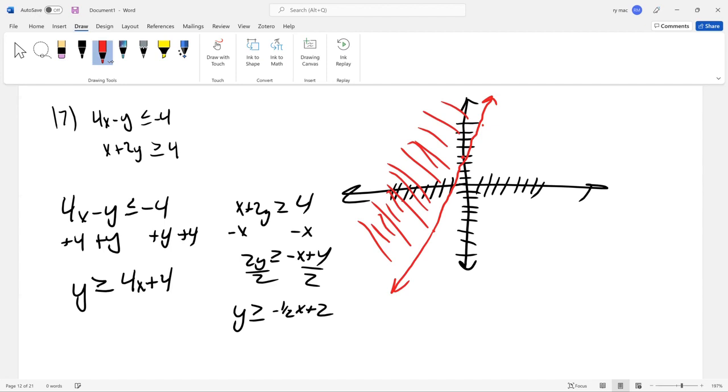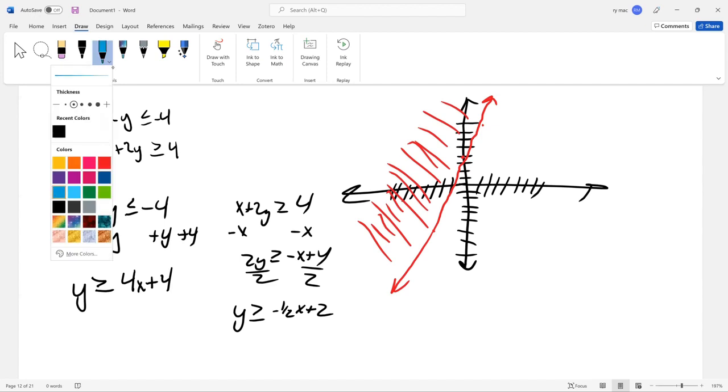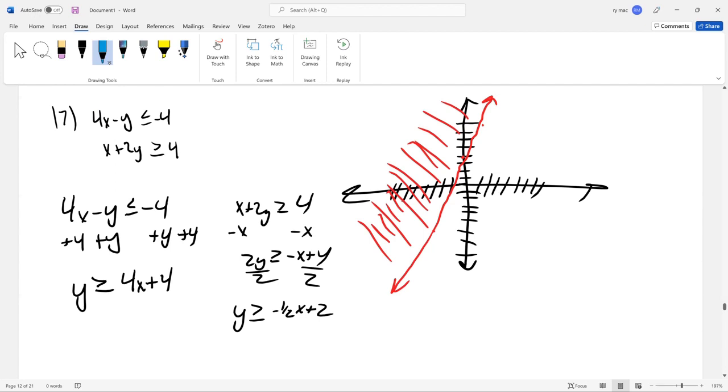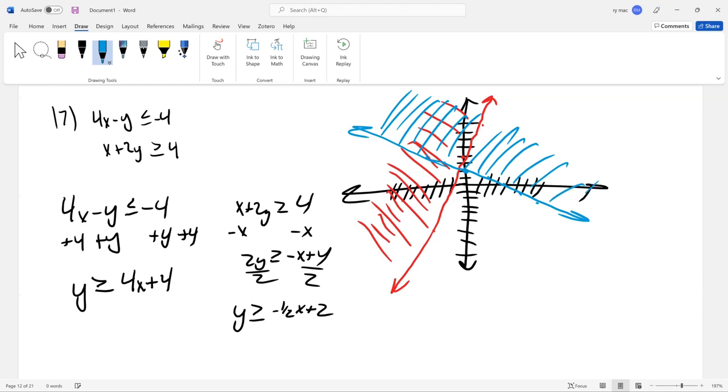For my other one, I'll make it blue. So start at 2, and you go down 1 over 2, down 1 over 2. You can also go up 1 over 2. So it'll look something like this. And since it's greater than, it is also up. So then you can see where they overlap. I'll make it purple. This is your solution, like the top left section of the graph.